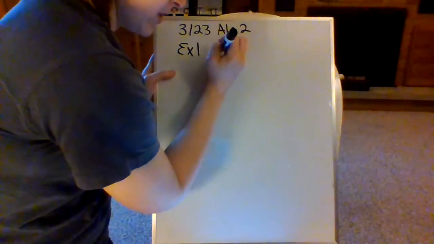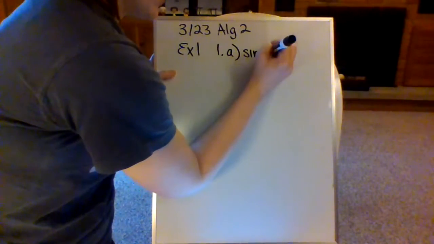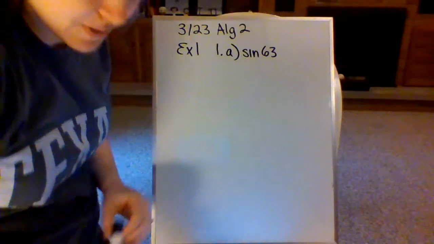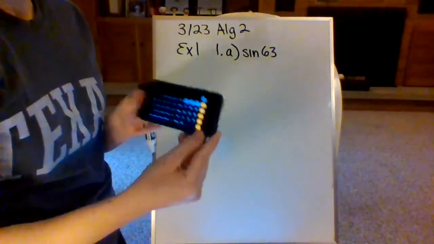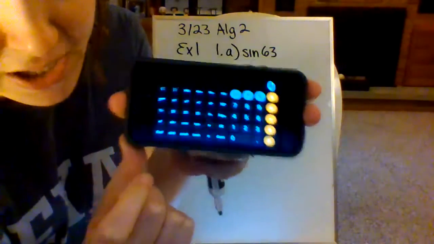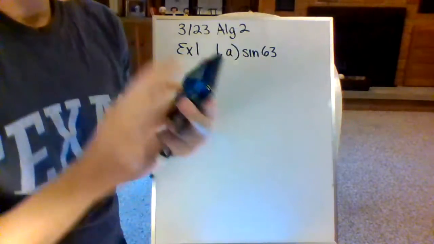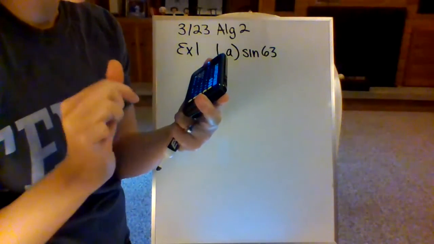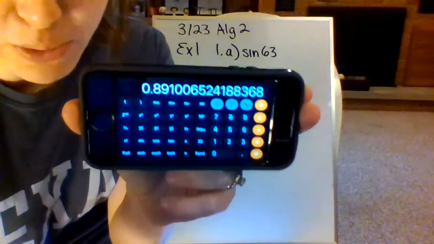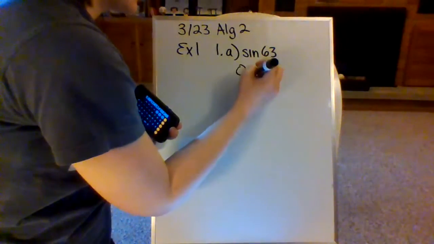Alright, so number 1, part A, says we have to figure out the sine of 63. Okay, so on your phone calculator, you're going to type 63, and then you're going to press the sine button, and the sine button is down here, where it says SIN. So 63, sine, and we're going to round to the nearest hundredth, so we're going to have 0.89. Okay. So that's the answer, that's it.